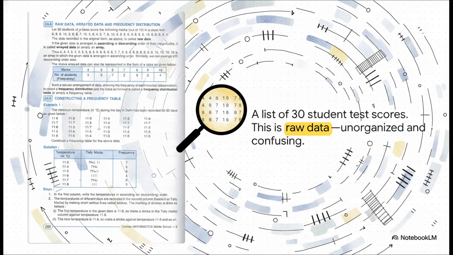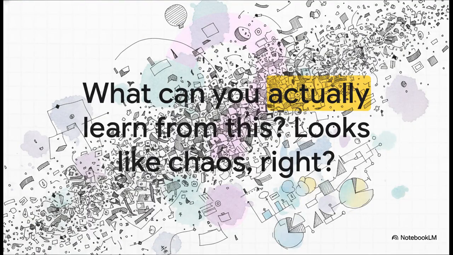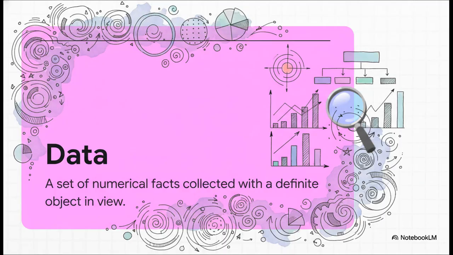This is what we call raw data. Exactly. What story is this mess of numbers even trying to tell us? Right now, it's not telling us much of anything. It's just noise. And to get to the good stuff, the actual insight, we first need to understand what we're even looking at. At its heart, this is what data is.